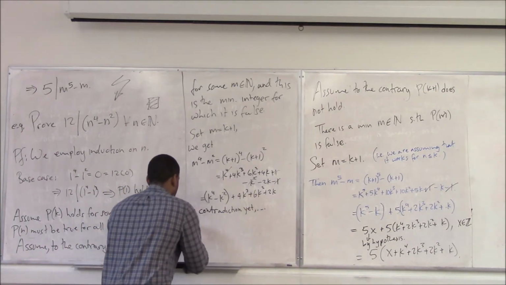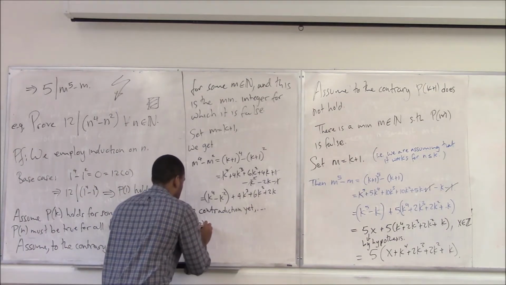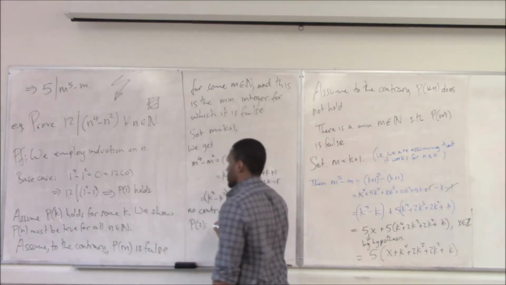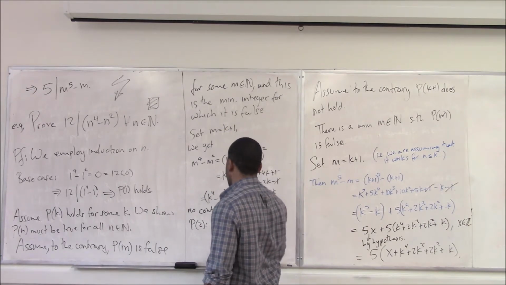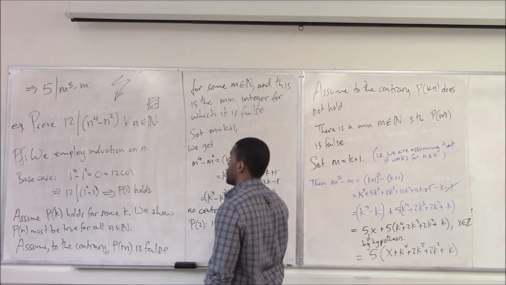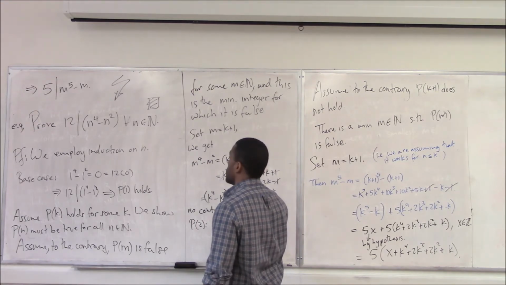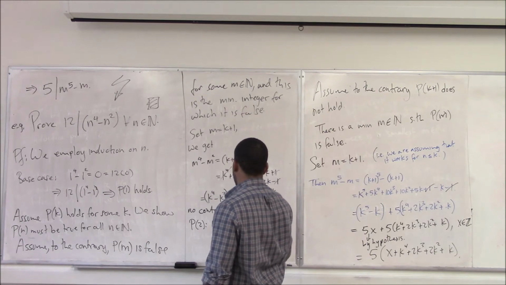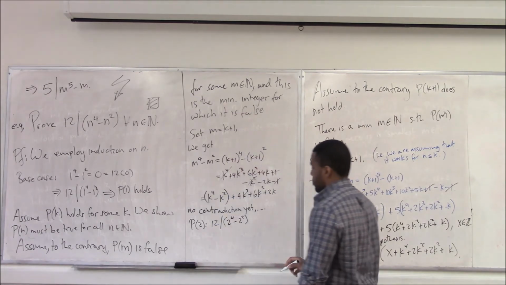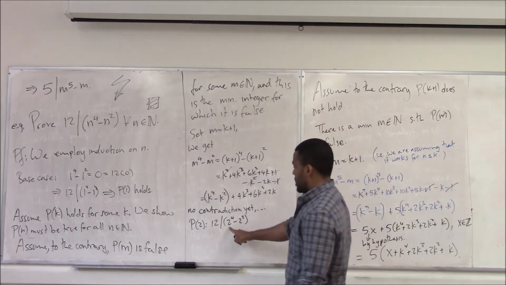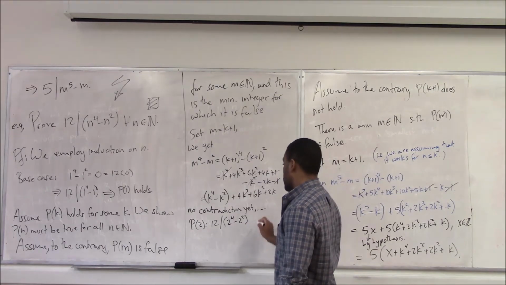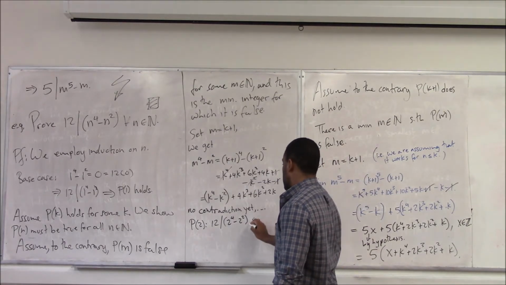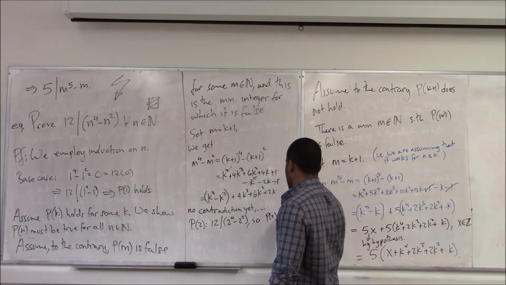So, what you do is verify for 2. So you can say that 12 would divide 2 to the 4th minus 2 squared. Right, 2 to the 4th is 16 minus this, that's actually 12. So P of 2 holds.